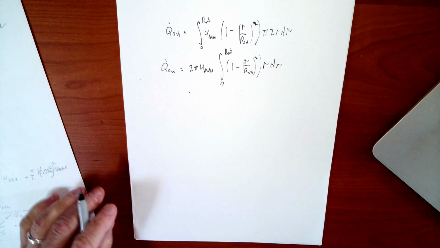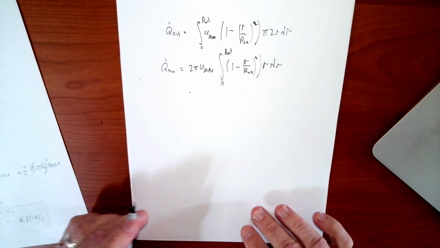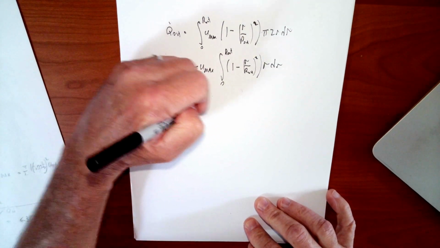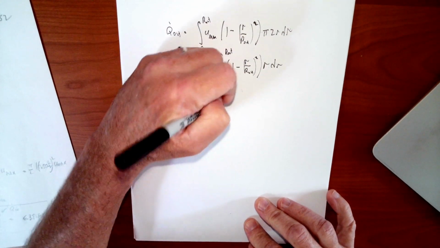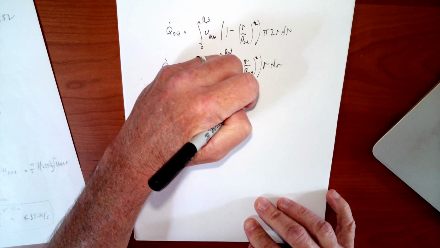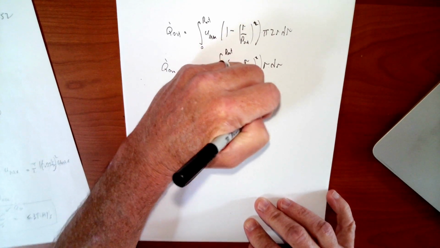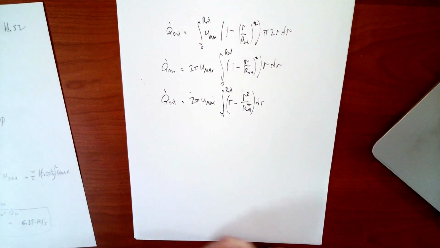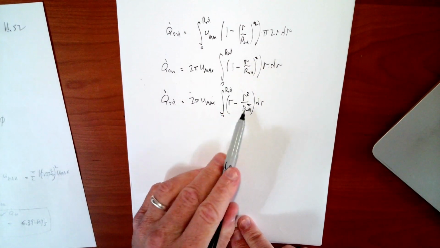It's going to have some kind of cubic term in it, some kind of R term in it. It's not going to be a hard integral though, it turns out. So Q dot out is equal to 2 pi U max. All these things are constant times the integral from 0 to the outer radius of R minus R cubed over R out squared dr. So that's our integral, right? Everybody see that? So the R is multiplied through, giving me R cubed, but this R out is only squared.